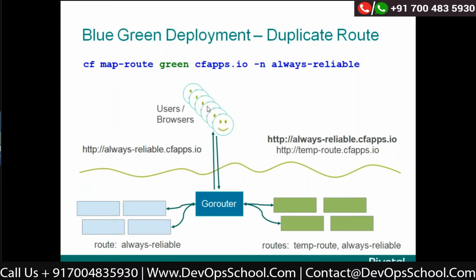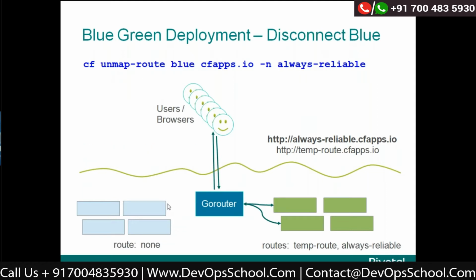Now what will happen? Whenever a user hits always reliable.cfapps.io, some requests will go here, some requests will go here. There's no downtime, but the requests are going. So immediately what I can do, I can unmap the route to blue. cf unmap-route. What route? always reliable.cfapps.io. I'm unmapping. So now 100% of the requests will go to the green app.